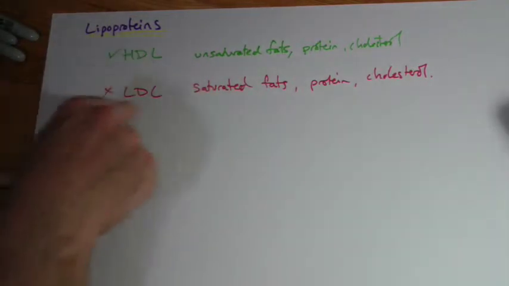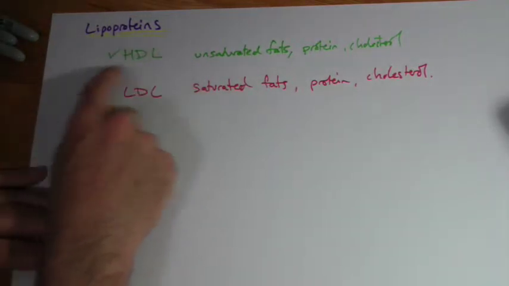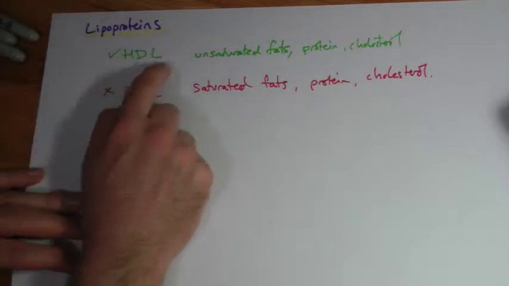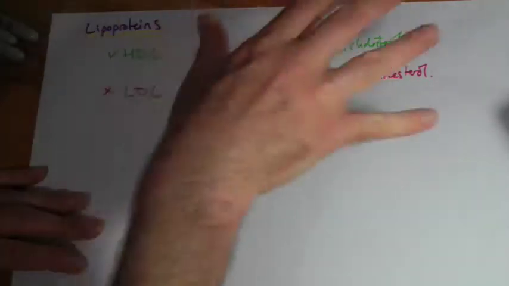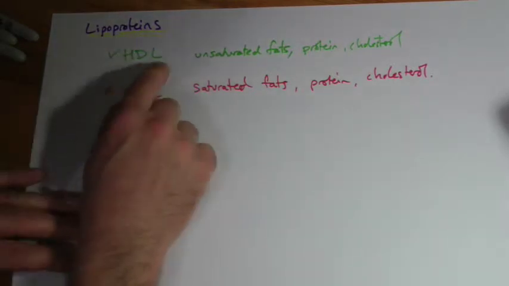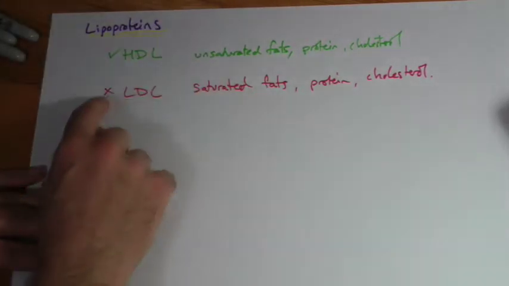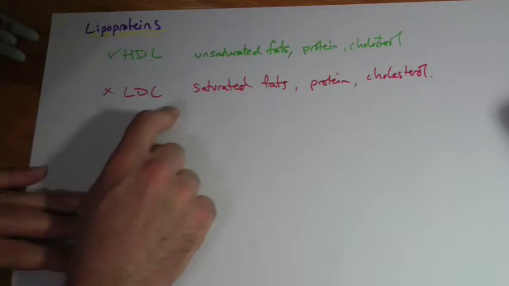If you can't quite remember which way around it is, the trick, if you like, is that for high density, think of things being high. Heaven is high, if you like, it's up in the clouds, that's the good bit. Low down is hell, L for low, that's the bad ones.